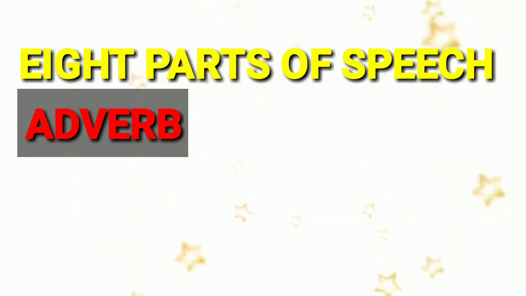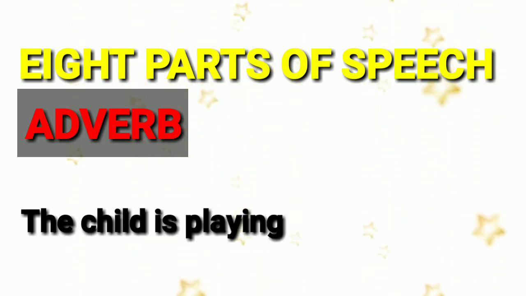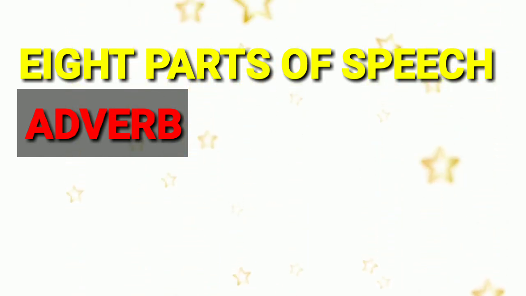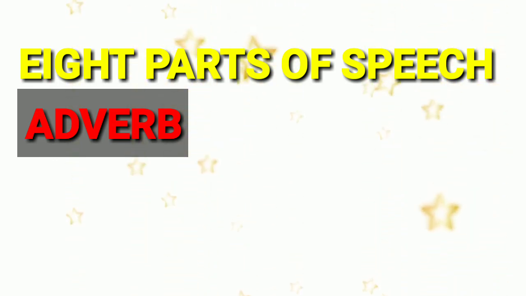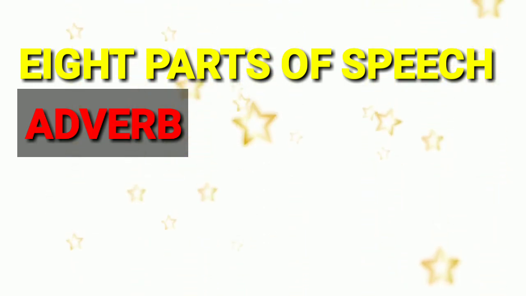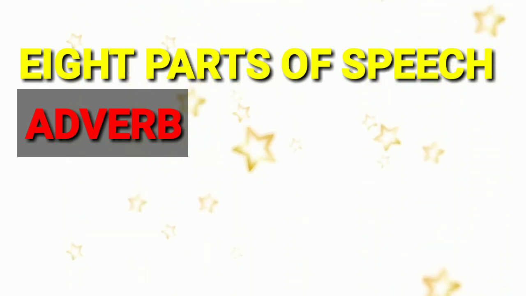Next example is an adverb that answers the questions where. The child is playing outside. Where the child is playing. The adverb being used in this sentence to answer the question where is outside. Outside is also a word that modifies or describes the verb playing.